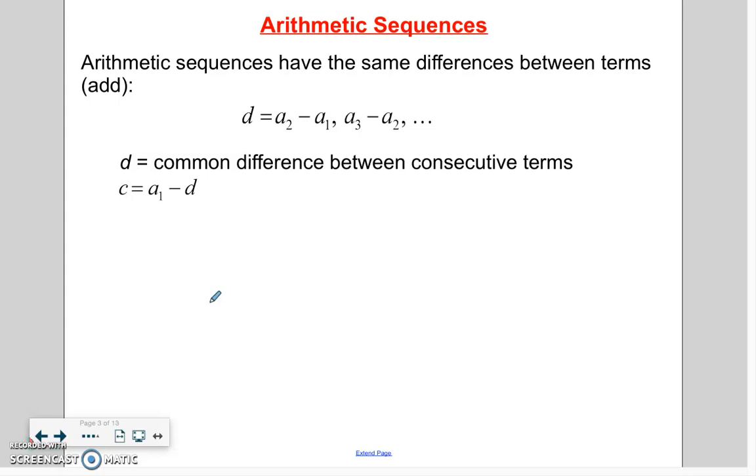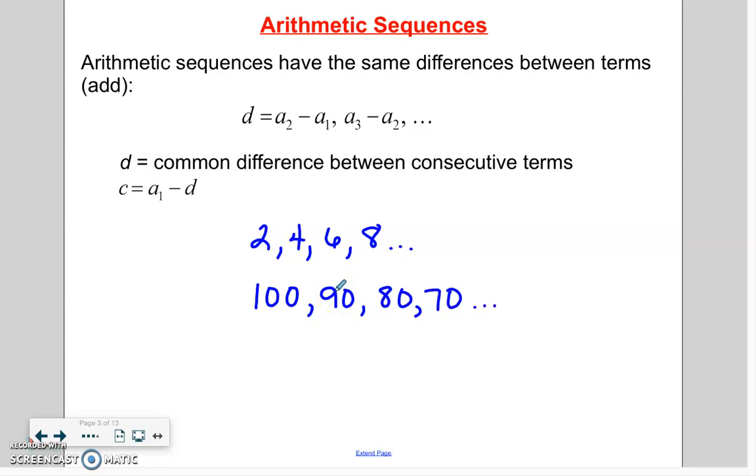An arithmetic sequence is a pattern, and it's a pattern that involves either addition or subtraction. So this can be as simple as something like 2, 4, 6, 8. That's a pattern that's adding by 2. And so we would call that arithmetic. Could also be a subtraction pattern, 100, 90, 80, and so forth. That's also an arithmetic sequence.